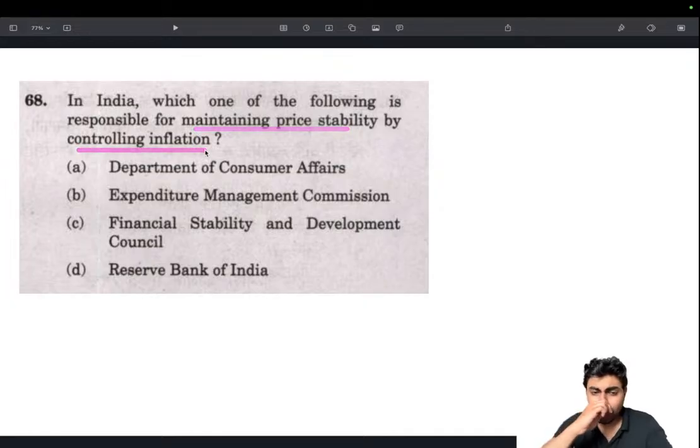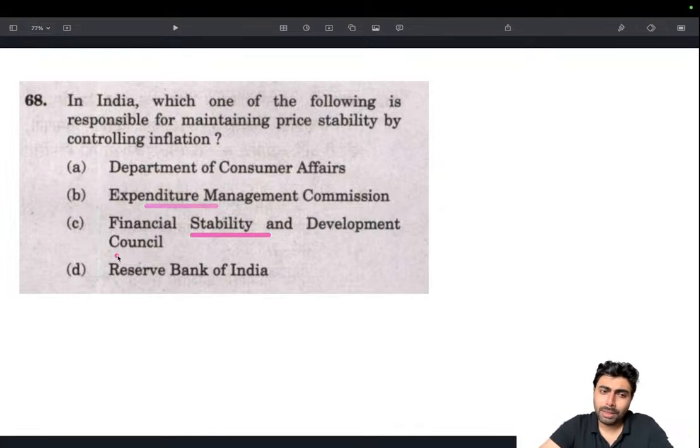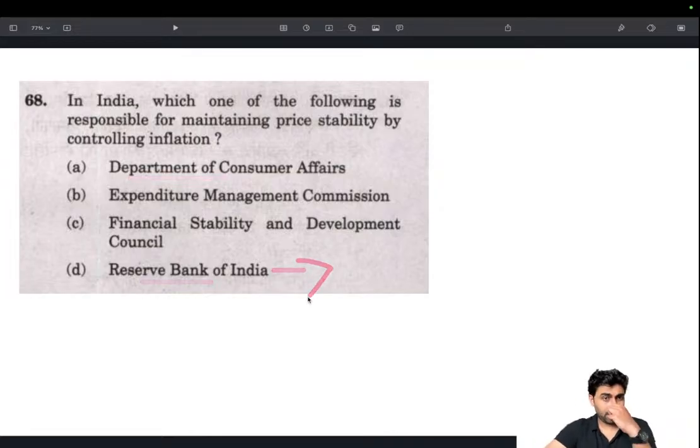You might think that, okay, inflation control, okay. Inflation meaning rising prices, and it's always government that is being blamed for the rising prices and things like that. So we'll be like, okay, Expenditure Management Committee, Financial Stability Development Council, Department of Consumer Affairs. It's basic thing. It's RBI, or more clearly, it's MPC. Monetary Policy Committee is responsible for maintaining price stability by controlling inflation.